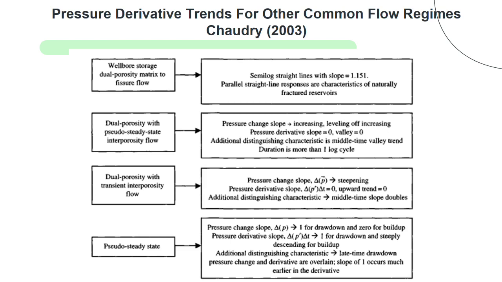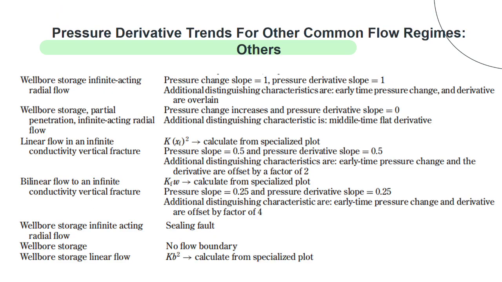The last figure is the pseudo-steady state. Pressure change slope 1 for drawdown and 0 for buildup. Pressure derivative slope 1 for drawdown and steeply descending for buildup. Additional distinguishing characteristic is late time drawdown, pressure change and the derivative are overlain. Slope of 1 occurs much earlier in the derivative.